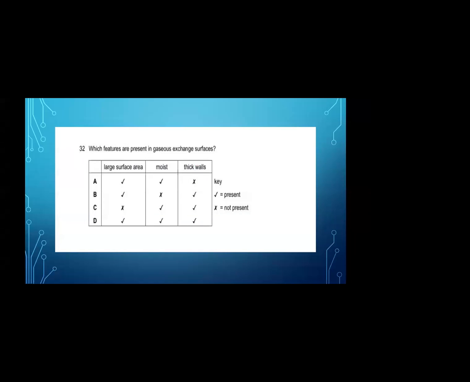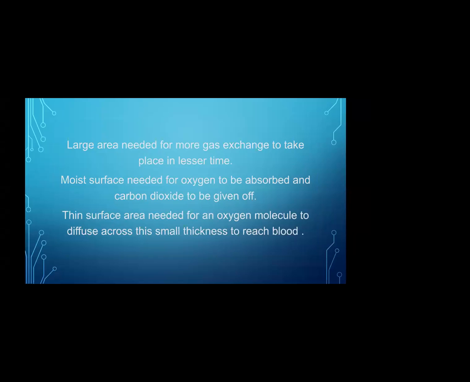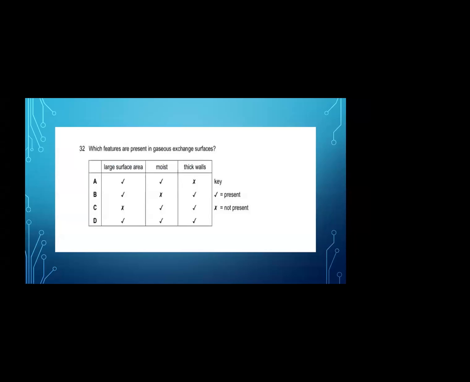Okay. This is the last question. Which features are present in gaseous exchange surfaces? Large surface area, moist surface, and thin walls. So the answer that we get is A, because large surface area, moist, and thin walls. Large surface area, moist and thin, and not thick to be crossed. So A. Good job.